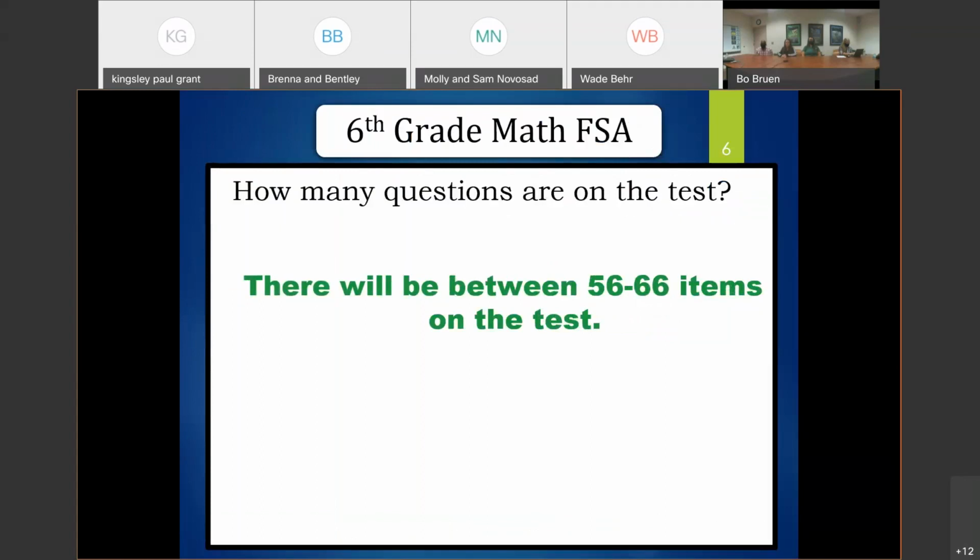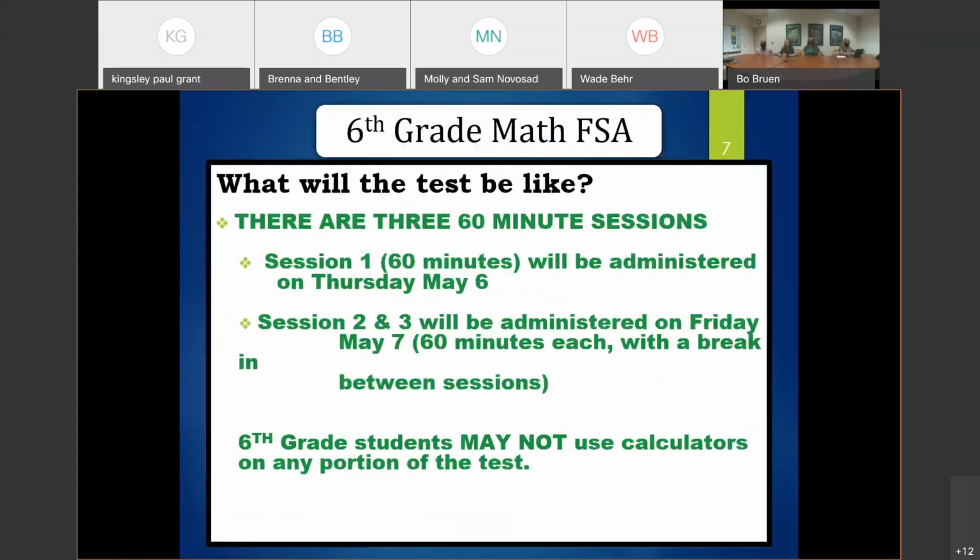On the tests, there is between 56 and 66 items. Our test is 3 60-minute sessions. Session 1 is going to be on Thursday, May 6th. It is 60 minutes long, followed by session 2 and 3 on Friday, May 7th. Again, each session is 60 minutes long with a break in between. Our 6th graders can't use calculators on any portion of the test.